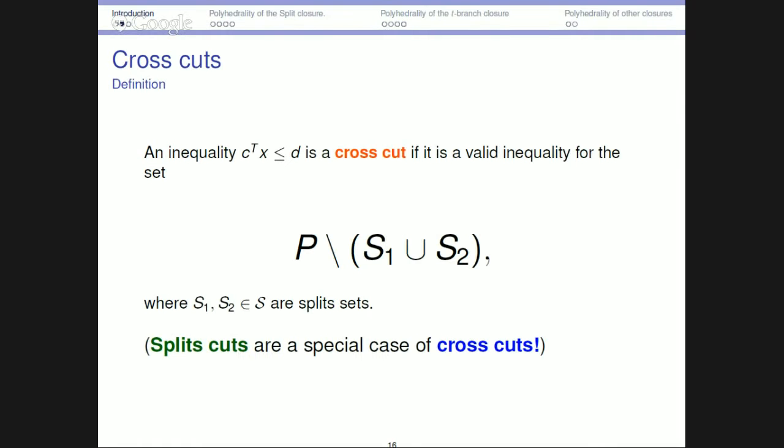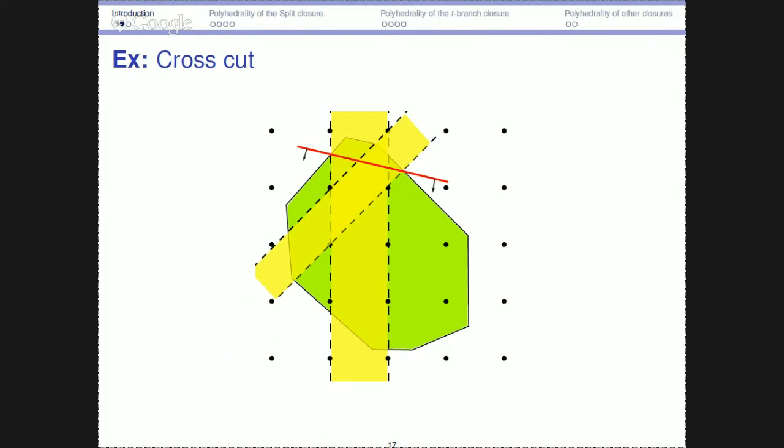So the first generalization is, instead of removing one split from P, to remove two. We call this kind of cut cross cuts, because when you take two splits at the same time, this looks like a cross. The hope is that if you take two, you obtain a better approximation, because this cutting plane will be stronger in general than when you remove just one split. So this is cross cuts.